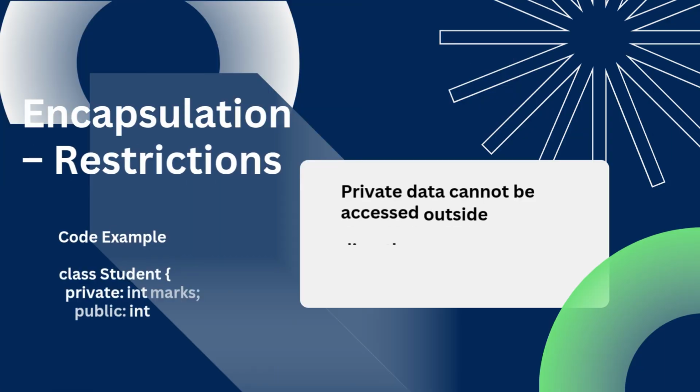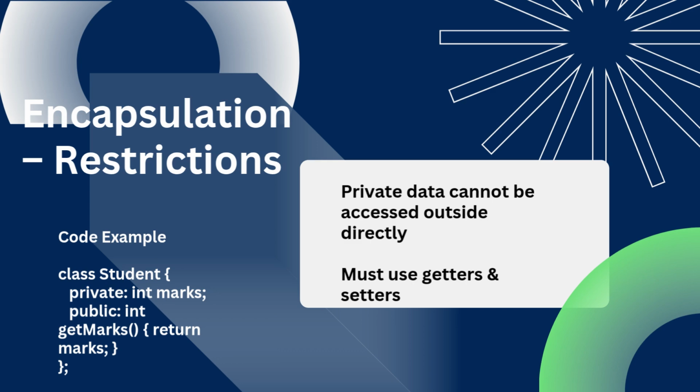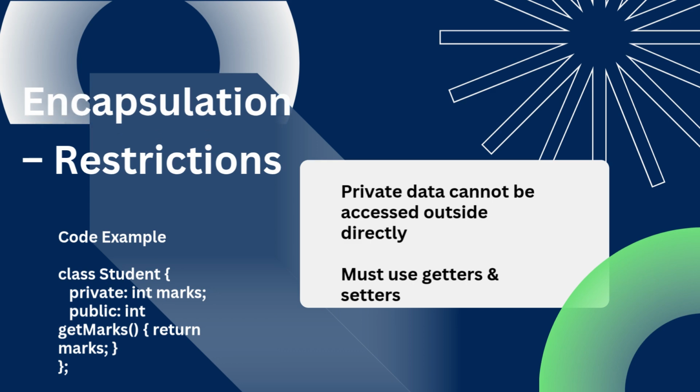Our last concept is encapsulation. The core restriction is that private data cannot be accessed outside directly. This is the entire point of encapsulation, to protect data integrity. To work with private members, we must use public interface methods, commonly known as getters and setters. These methods enforce access control and allow us to validate data before it's modified.